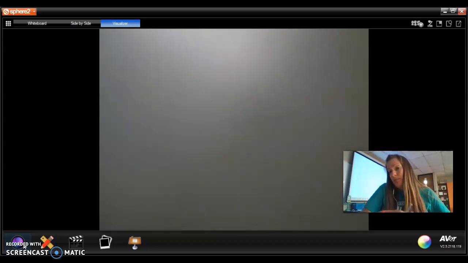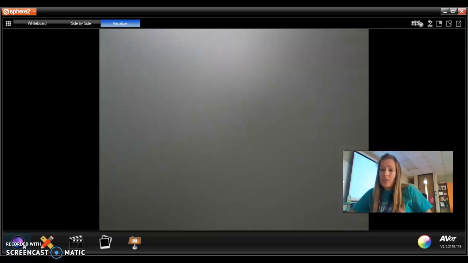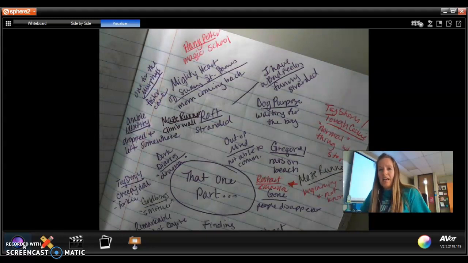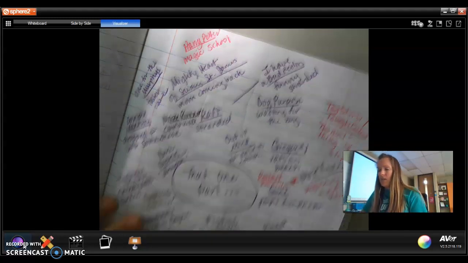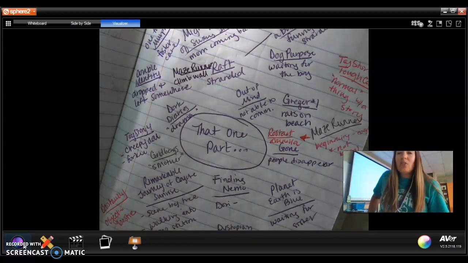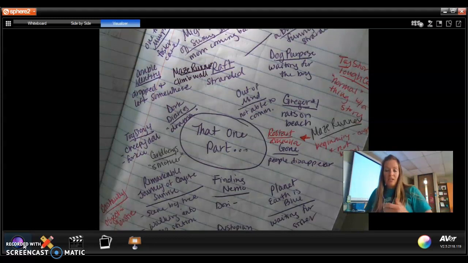Now that one part can come from shows, movies, books, video games, graphic novels, picture books, anything that has been previously published that has that one part. So for example, let's take the movie Finding Nemo. If you think of Finding Nemo, the character that stands out to me the most in that movie is Dory. Maybe for you it's the sharks being nice.